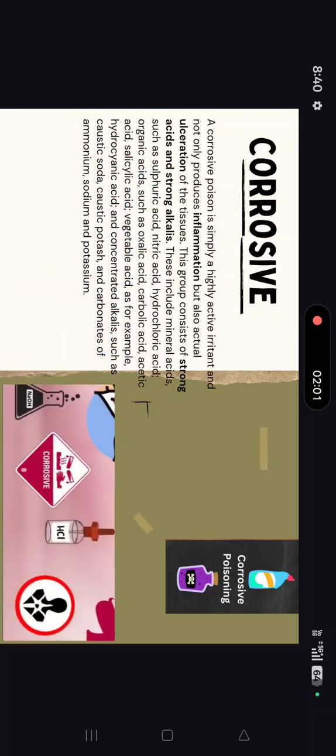Now we are starting with the corrosive. As I already said, the key point is that it produces inflammation as well as ulceration. The group which causes corrosive poisoning consists of strong acids and strong alkalis. In strong acids we can say HCl, nitric acid. In strong alkalis we can say NaOH, caustic potash and so on. The phenyl, harpic, bleach, and dyes are included in corrosive poisoning. Corrosive poisoning is also asked in SAQ as a separate question.